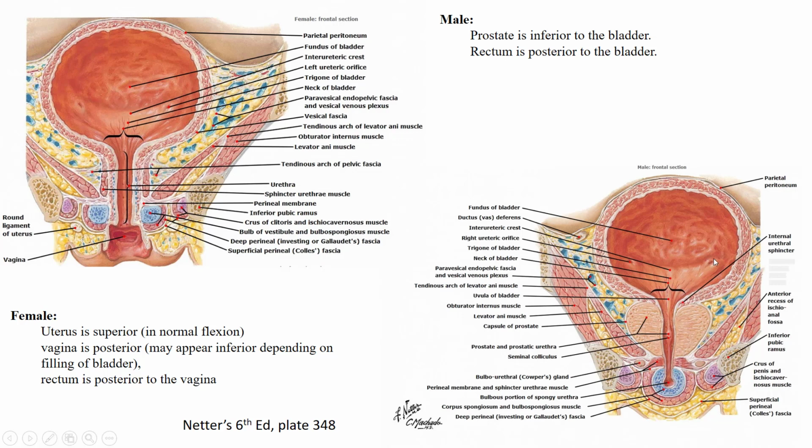And then here on the male side, again you have the bladder, the fundus of the bladder, the trigone area where the ureters come in, and then you see the prostatic urethra. You see the prostate on either side of that prostatic urethra before it goes into the membranous, and then the penile or the spongy urethra.